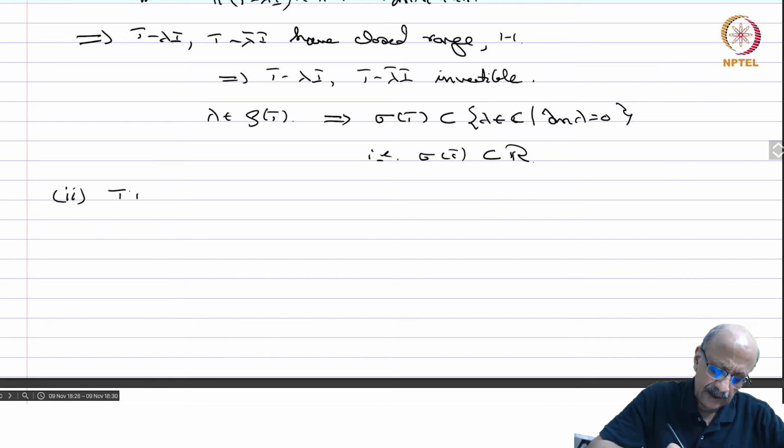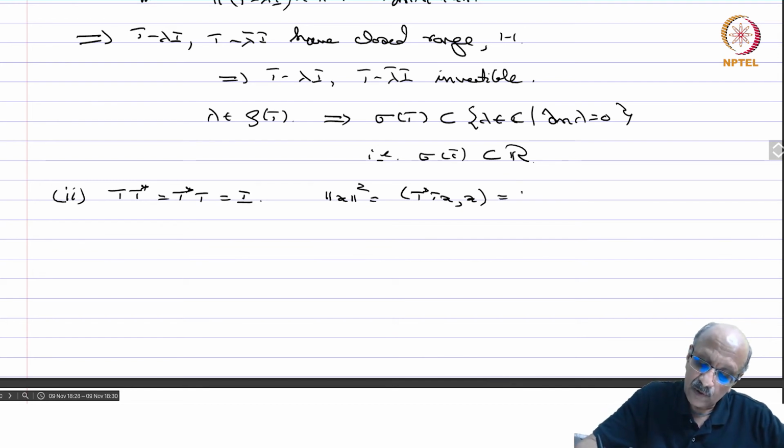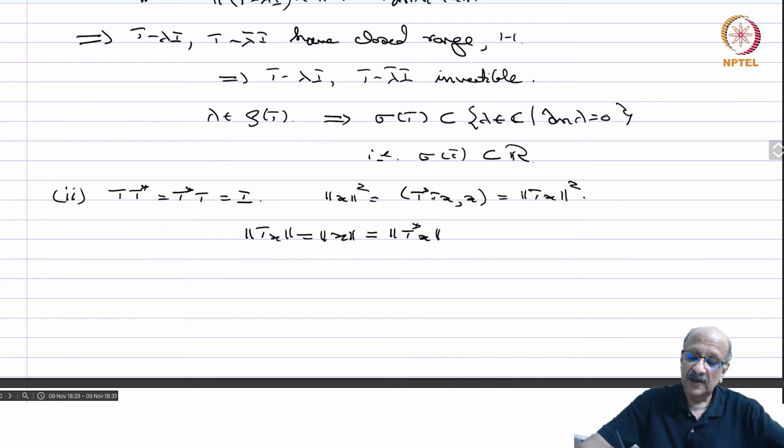So we have T star T equals T T star equals I. Okay, so if you take norm x squared, it equals the inner product of T star T x with x, because T star T is the identity, that's equal to norm Tx squared. So these are all isometries. Any unitary operator gives you an isometry, namely norm Tx equals norm x. So norm Tx equals norm x, and this is also equal to norm of T star x. For the same reason, if instead of T star T you took T T star, you would have got the same thing. Okay, so you have this.